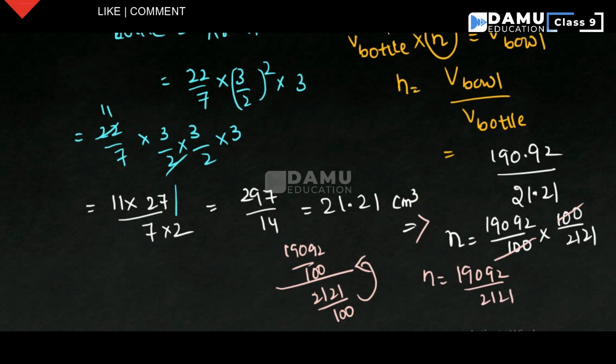If you cancel with 21, and if you cancel with 7, then what you will get here is around 9.00. So n will be equal to 9 bottles. That is the required number of bottles.